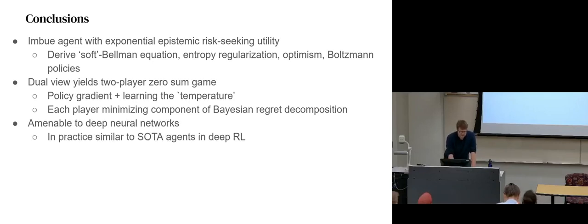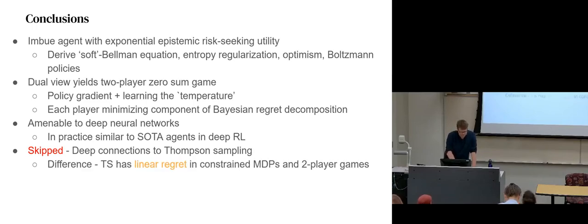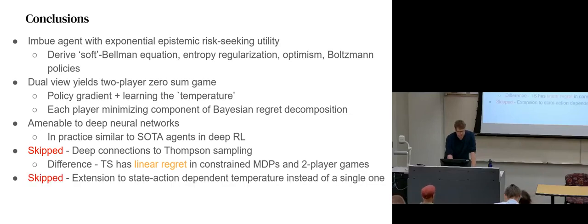It works with deep learning. In practice, it's a relatively small change to what actually happens for deep RL. I skipped some: there are some deep connections to Thompson sampling. You can prove some pretty interesting connections to Thompson sampling. But the difference is that Thompson sampling is a sampling-based approach. This is an optimization-based approach because we're solving an optimization problem. Because of that, Thompson sampling ends up having linear regret in constrained MDPs and two-player games, whereas with the optimization problem, you can incorporate constraints in two-player games a bit more easily.